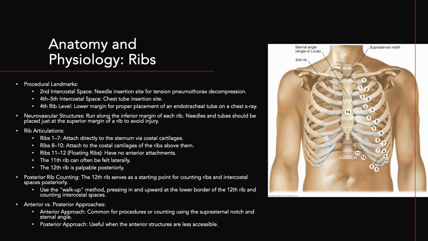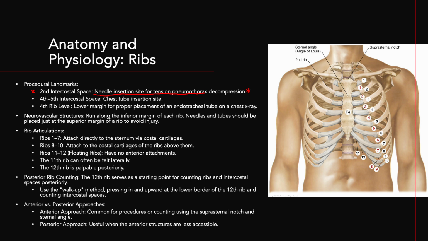Okay, so if we start looking at the ribs individually, we have 12 ribs, and there's some very important procedural landmarks that you guys need to remember, specifically knowing where that second intercostal space is and the midclavicular line. That's where our needle insertion site for a tension pneumo is going to be. I don't know if any of you guys have ever had to do that, but there's a lot of trauma people that say somebody's not actually dead until they have a needle in each second intercostal space, just to ensure that they don't have a tension pneumo. So definitely remember that.